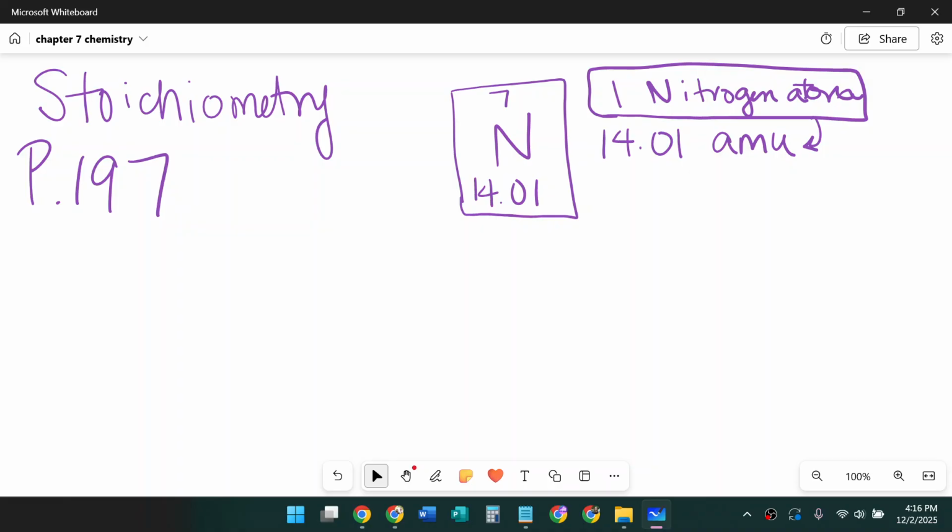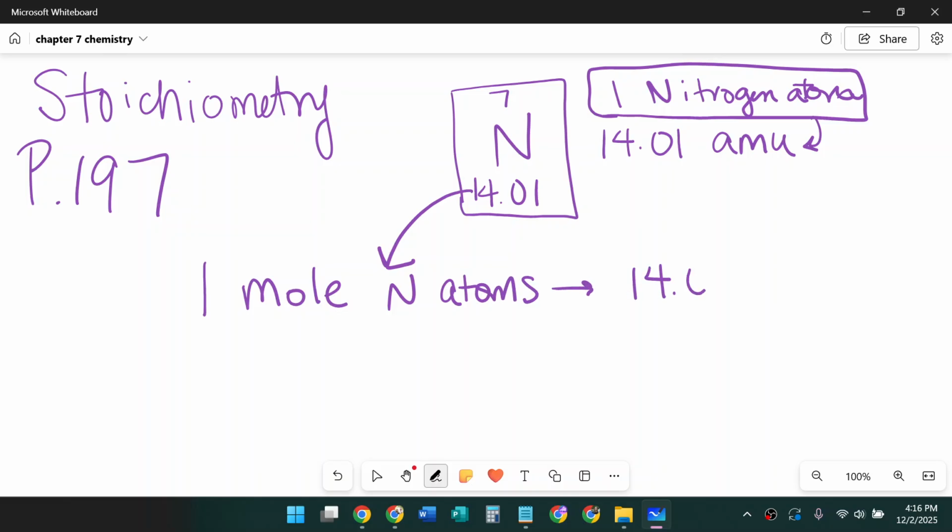This number is also important, though, and the book goes through a lot of different explanations about it. But the important thing that you need to know is that this number also means something else. This number also means that if we have 1 mole of nitrogen atoms, I'm not going to write the whole word, then that 1 mole would have a mass of 14.01 grams.